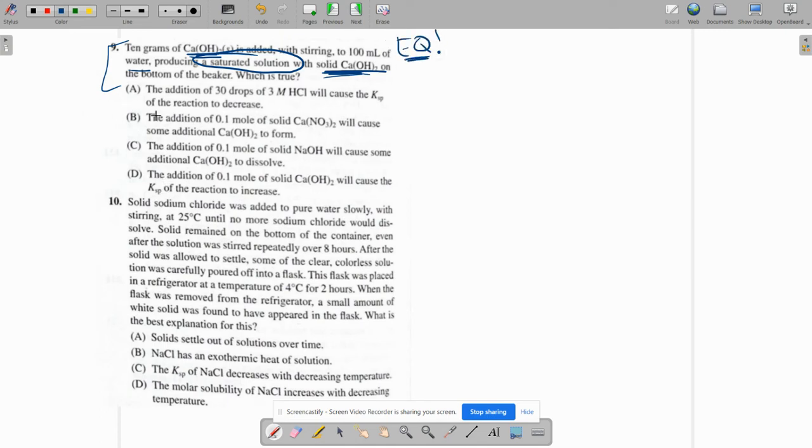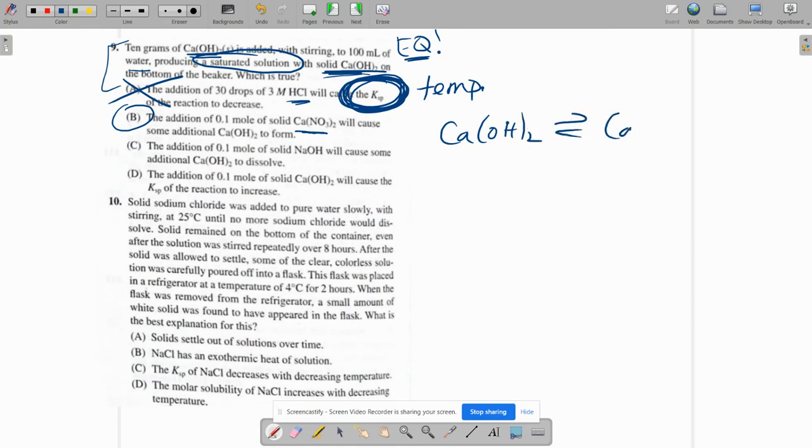Okay, so let's go through the choices. Adding acid will not change Ksp. So the only thing that ever is going to change Ksp is temperature. Okay. B, the addition of more calcium nitrate will cause some additional calcium hydroxide to form. Okay, so if we look at the equilibrium here, it looks something like this.